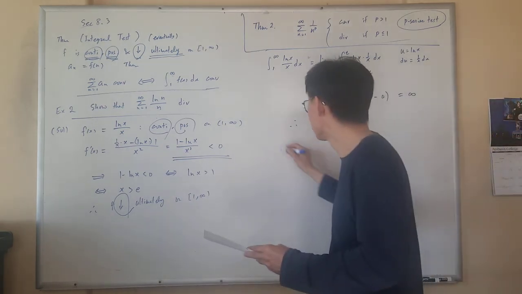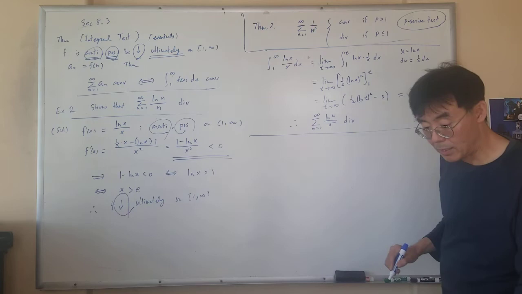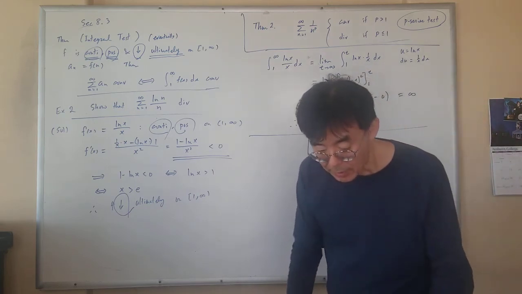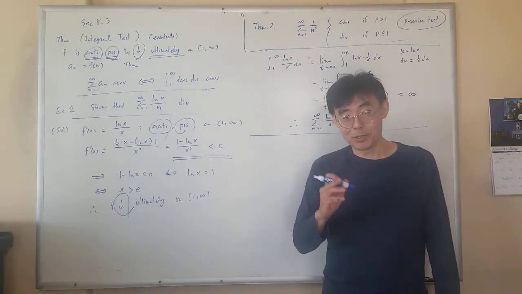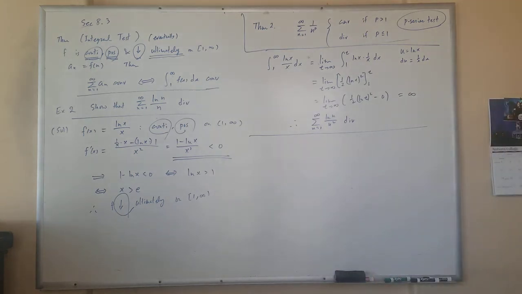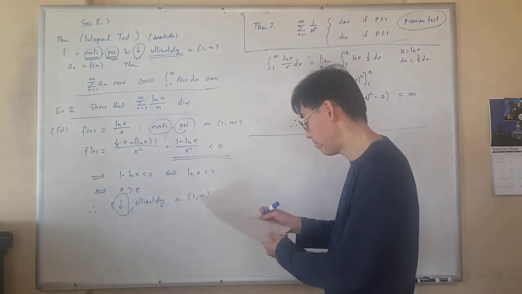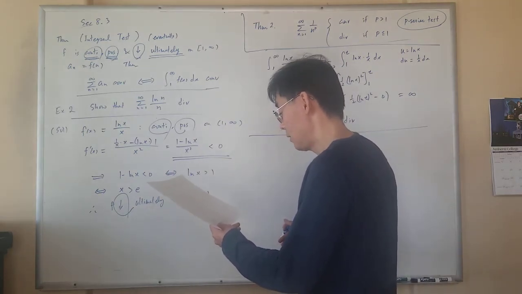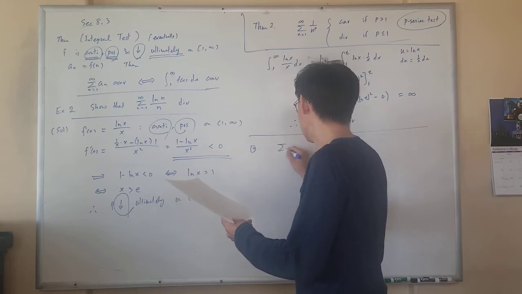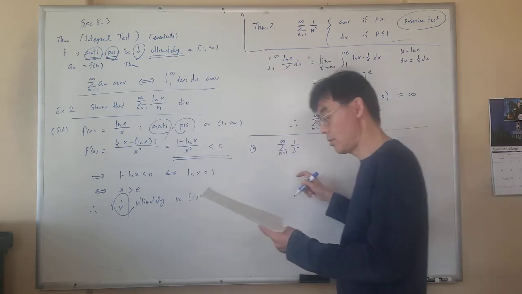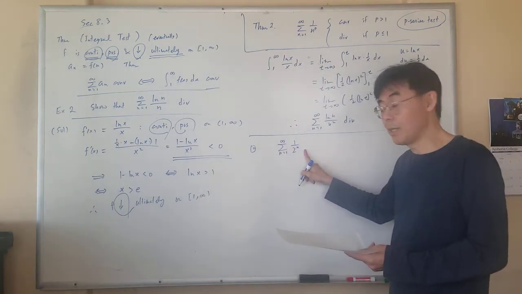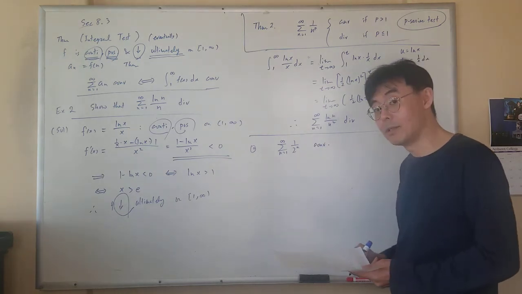All right. Now, the comparison test. Let me check whether the video is recording properly. Now, the next one is, all right, so consider this. We know that this is a geometric series with common ratio 1/2, so it is convergent. We know this one very well.